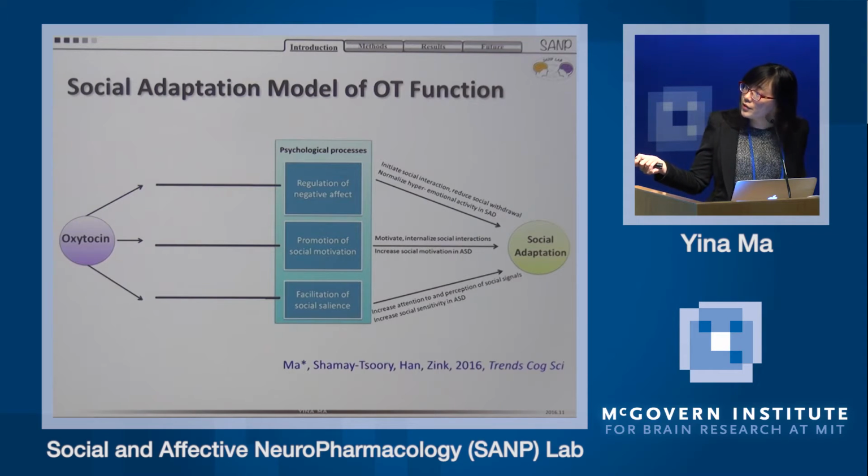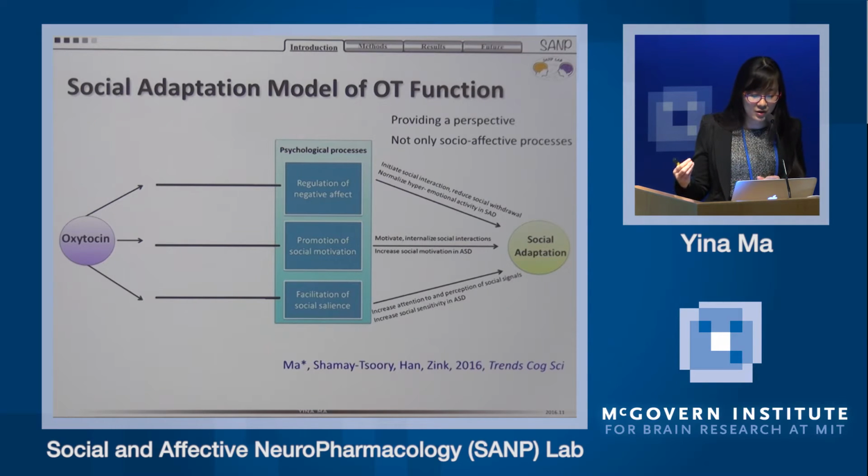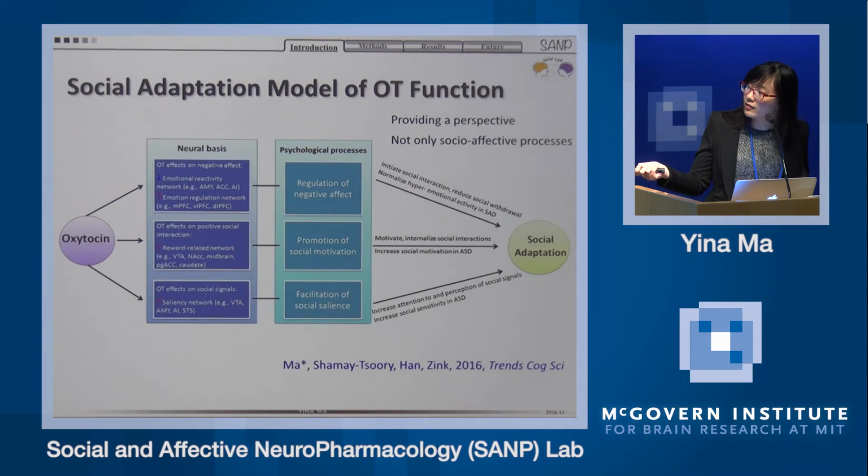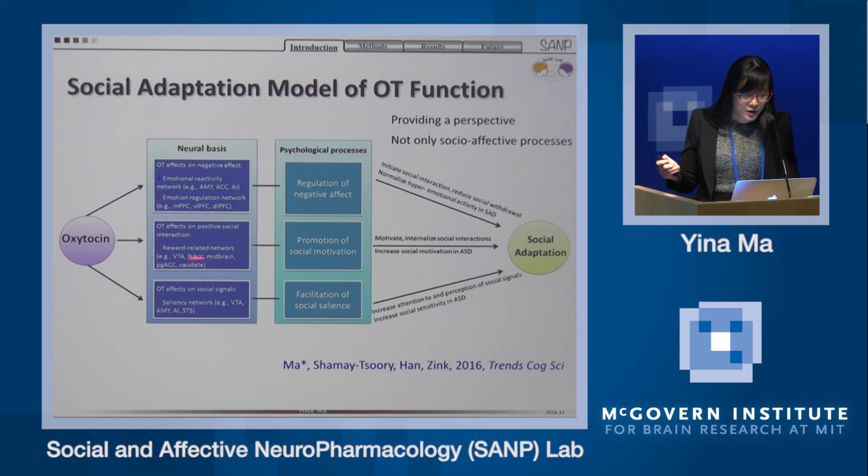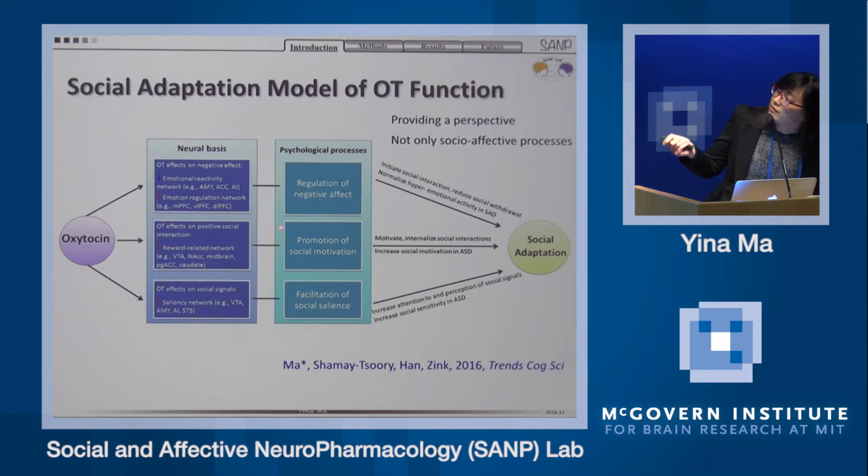We also reviewed all the imaging studies to show the neural basis for these three psychological processes, but I'm not going to go into details of this review. Instead, I'll introduce a recent meta-analysis we conducted on all the studies that combine intranasal oxytocin and functional imaging. This resulted in 59 studies that investigated the intranasal oxytocin effect on brain activation. So this is the general effect of oxytocin.